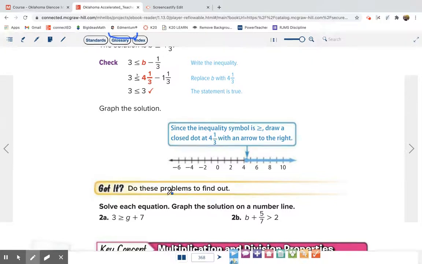So I want you to try 2a. Don't worry about 2b. Just try 2a. You are solving it and graphing it on a number line, and then I'll go over it.